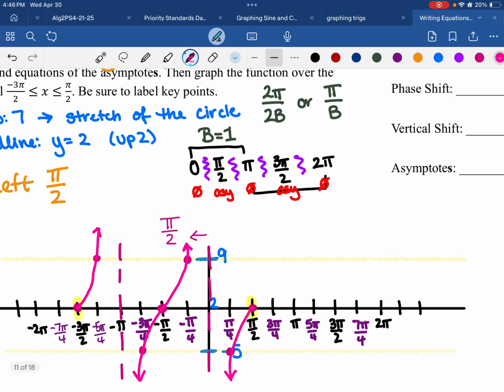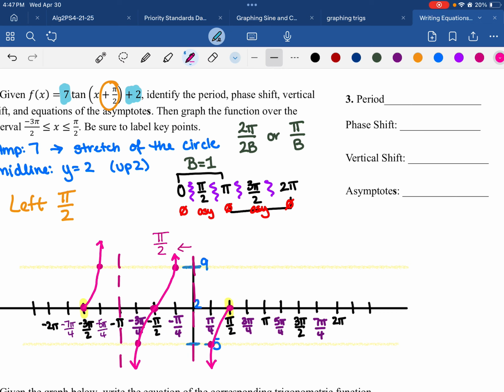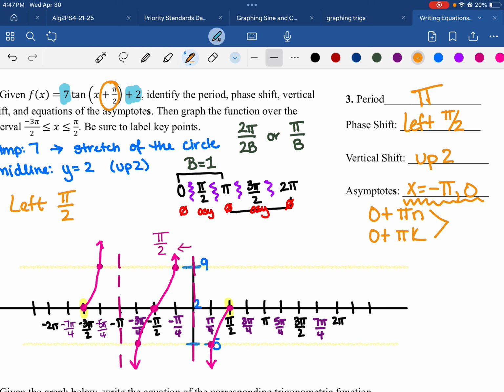With our answers, we're going to go over here, and we're going to fill in the values that we have. My period is going to be pi. Phase shift, I went left, pi over 2. I went up 2, and my asymptotes are at x equals negative pi and 0. Or you would have 0 plus pi n, or 0 plus pi k, and those would also hit them. The answer I'm looking for is just these two. If you want to try the rules, you may write the rules underneath.